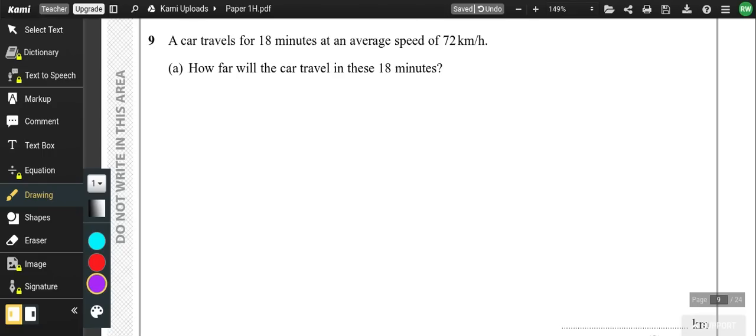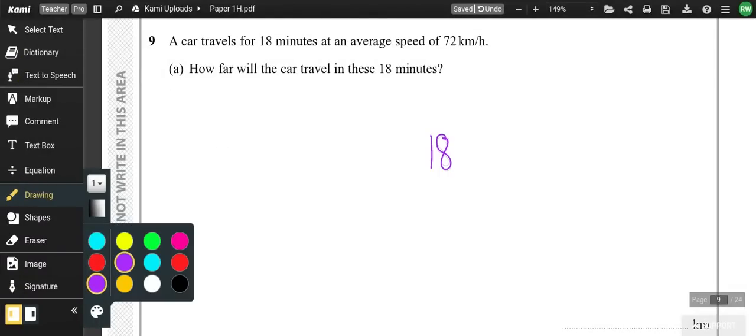The car travels for 18 minutes at an average speed of 72 kilometers per hour. How far will they travel in 18 minutes? So we need 18 out of 60. That's 18 minutes in hours multiplied by the speed. That will give us the distance.